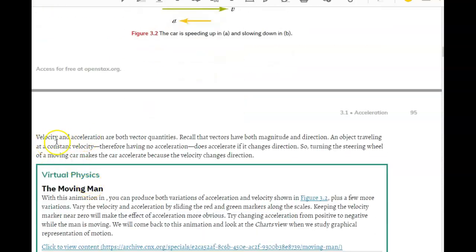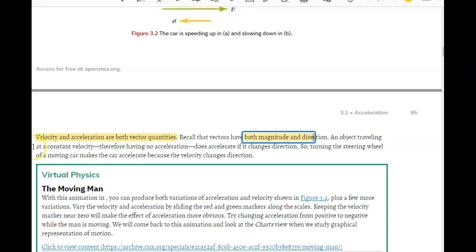So velocity and acceleration, this is another one, they're both vector quantities. So what does that mean? That means they both have magnitude and direction, which means they have a number associated with them, and they're either positive or negative.